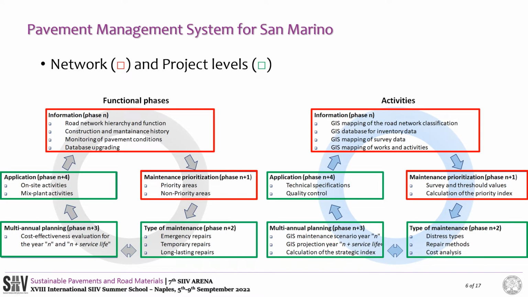In detail, the process identifies two operative levels, network and project level. The first one, highlighted in red in this slide, is related to the monitoring of pavement condition and evolution over time of pavement distresses on the entire road network. The areas with low performance or condition are ranked in a priority maintenance list according to technical limits, while at the project level the design of maintenance applied to the priority areas is performed. The design considers distress types, repair methods, environmental issues, budgets, and service life.